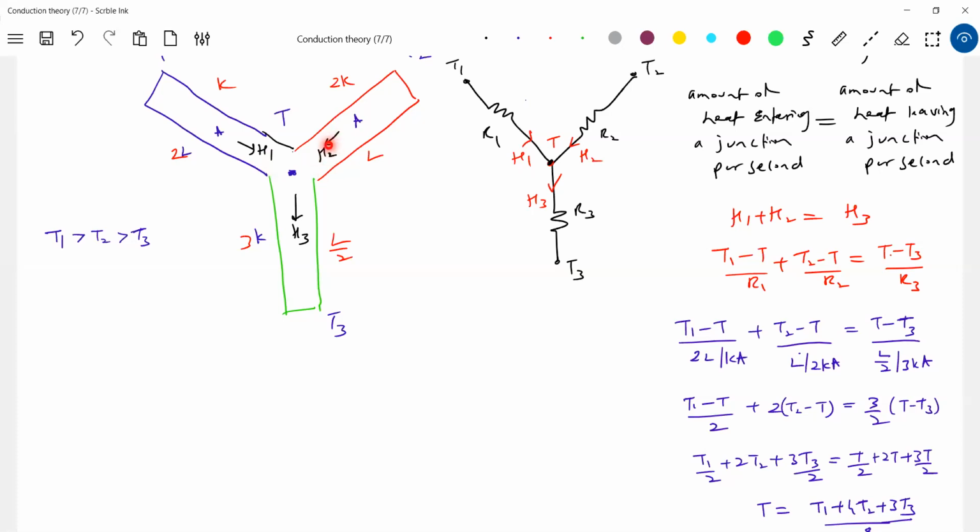Sir, are you sure that H2 will be like this? I'm not sure. I'll calculate the value of T. If this T is greater than T2, in fact, H2 will flow the other way. No problem, we just took the algebraic sum here.